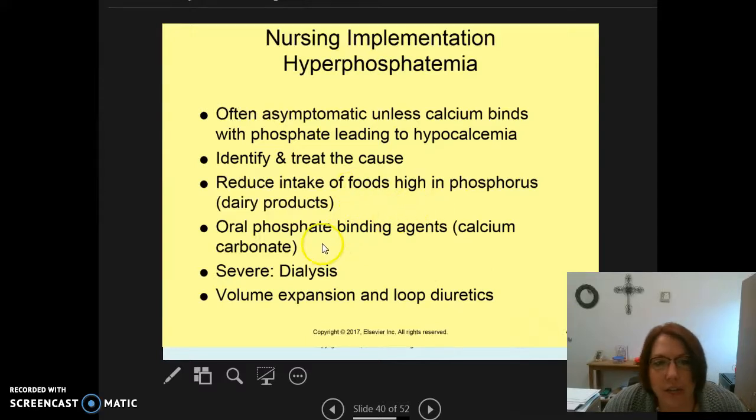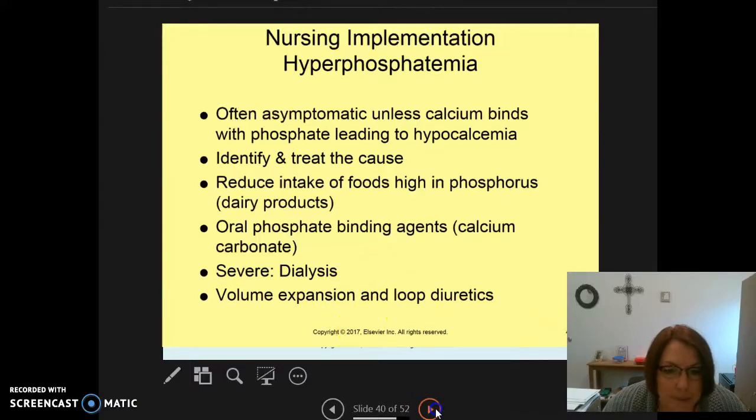So they need to identify and treat the cause of hyperphosphatemia and reduce the intake of foods that are high in phosphorus. So this would be a lot of your dairy products. So think about the types of foods that would include cheeses and yogurts and things like that. Oral phosphate binding agents, they may give that as well. Okay, and what that does is it limits the intestinal absorption, so it increases the phosphate excretion. Severe cases of hyperphosphatemia, they will do dialysis, and then they may have to do some volume expansion and some loop diuretics. And if you get into your reading, it explains this a little bit more.